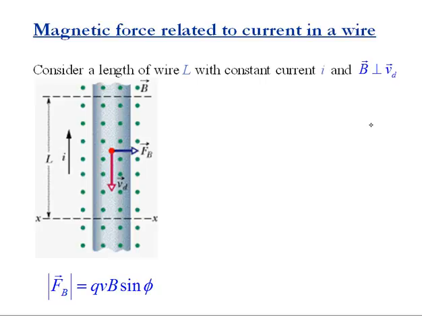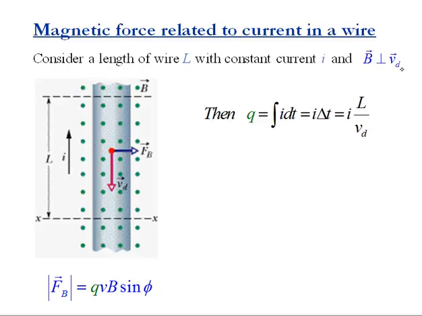So if we consider, for example, a length of wire L, in this case we show a current flowing upward and a magnetic field pointing towards us, we could find the magnitude of that magnetic force using our qvB sin phi. In this case, our phi would be 90 degrees. The drift speed of our electrons is in the perpendicular direction of the magnetic field. So we have our magnetic field perpendicular to the drift speed. Well, we can relate q to I. We can relate q to the current. q is the integral of I dt.